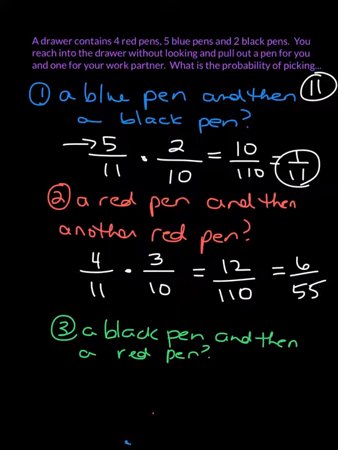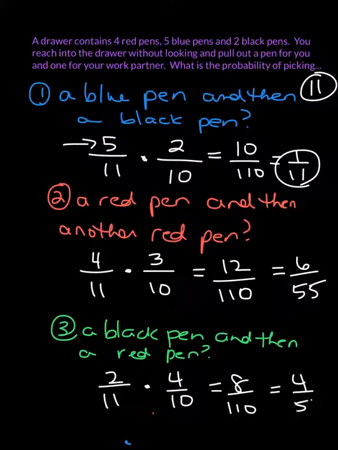Now in scenario 3, what's the probability of picking a black pen and then a red pen? So there are 2 black pens, again 11 in the drawer, and red pens we have 4 available, but there's no longer 11 in the drawer, we're down to 10. So I have 8/110, which simplifies to 4/55.